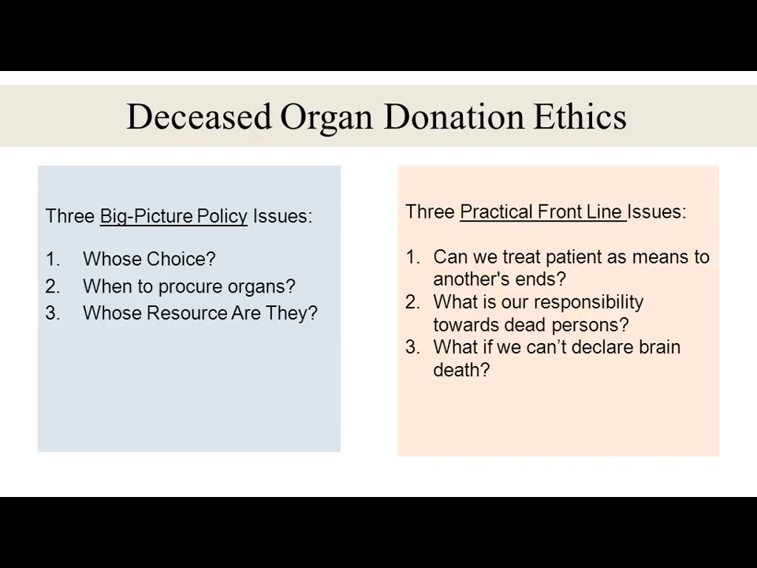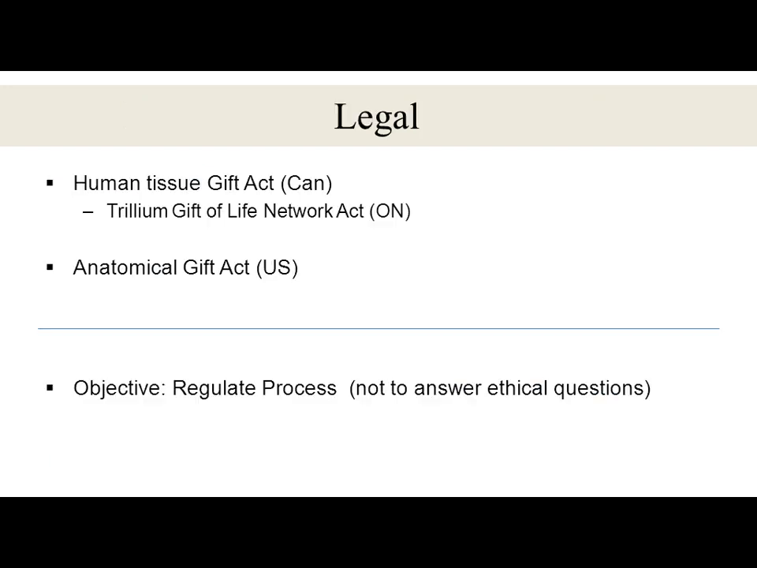Thinking about the broad ethical issues around deceased organ donation, I think it's important to highlight these big policy issues. Whose choice is it? When do we procure organs, and whose resources are they? But what we're going to talk about today are the more practical frontline issues. Can we treat a patient as a means to another's ends? What is our responsibility towards dead persons, and what if we can't declare brain death?